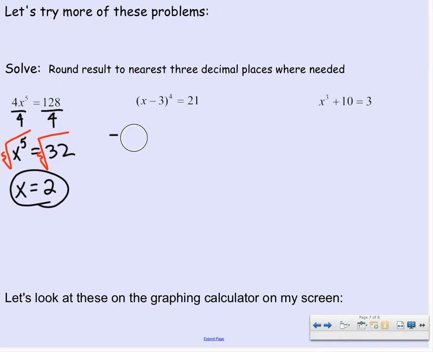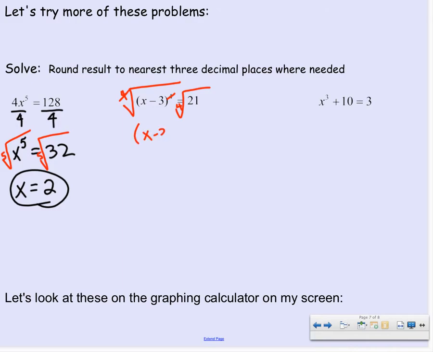Next example. This says quantity x minus 3 to the 4th equals 21. We did these with squares. We cannot add the 3 first. We can't do it yet because this guy is in the way. So what we need to do first in this case is 4th root both sides. The reason that we're doing that is because the 4th is on the outside. So when we 4th root both sides, this and this cancel each other.